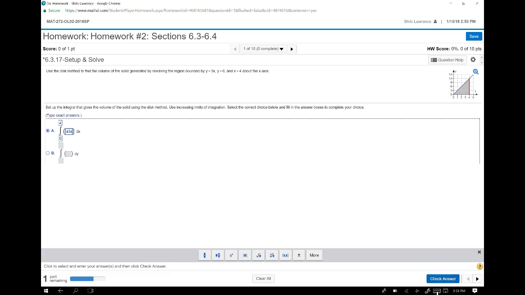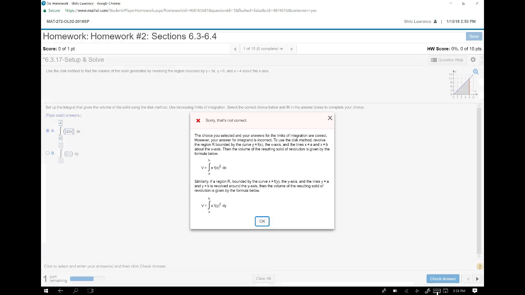So that's my guess, and I'm going to check my answer. And it says, sorry, it's not correct. Make sure you read what is in this box because it usually gives you a pretty good idea of how you can fix it. Or it gives you some really good notes that you can write down, helping you distinguish for when you should be integrating with respect to X or when you should be integrating with respect to Y. The formula for the disk method is here. That is a good thing to have in your notes. You can check to make sure that you're using that formula.